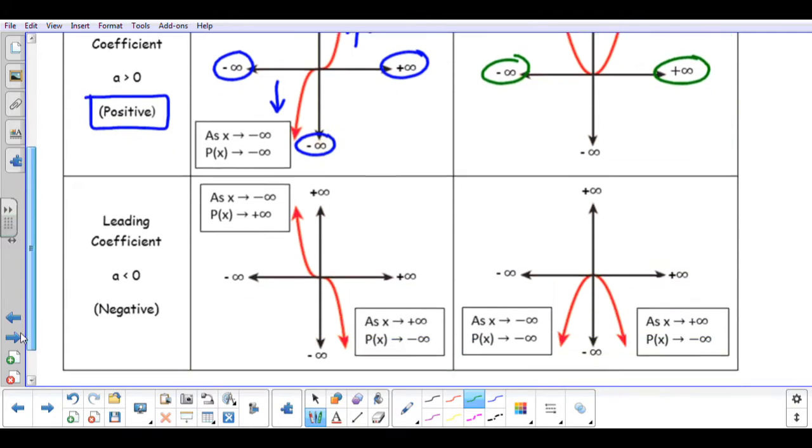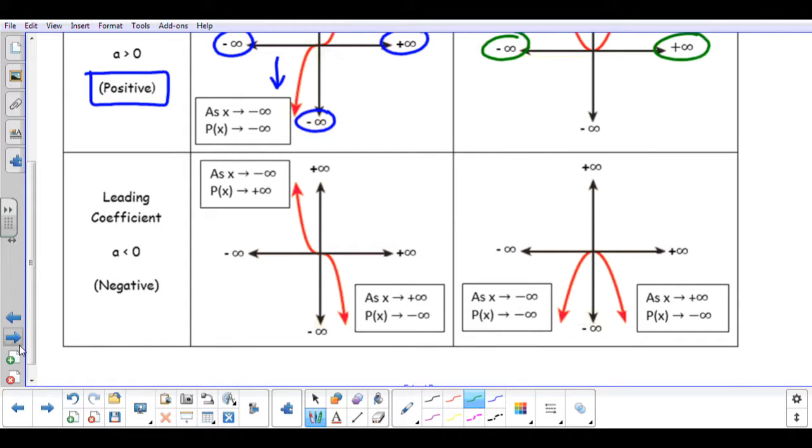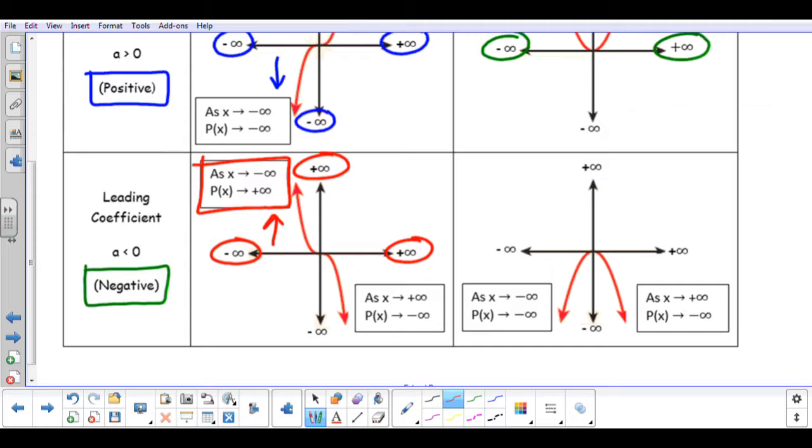Here in the bottom row, we have a leading coefficient that would be negative. So it's going to be the opposite of what we saw in the previous row. So here, when we have an odd degree, as my x's are negative, my function this time is actually going to be growing positive to those positive infinity y's. And then as our x's are getting positive, our graph is actually going downward to where our y's are negative.